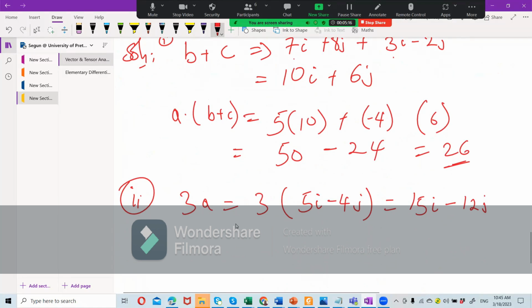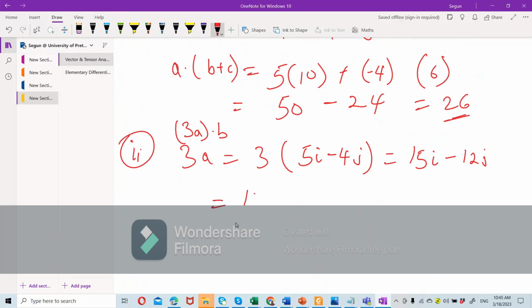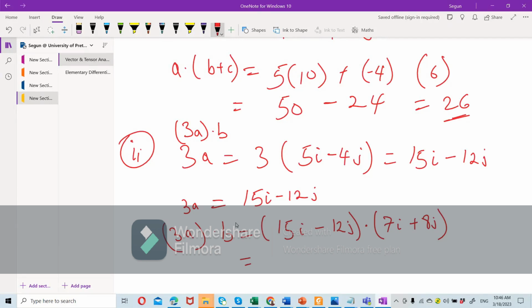So, like I told you, we are asked to find 3A dot B. So what we need to do is find 3A first, which equals 15i minus 12j. Then 3A dot B will be 15i minus 12j dot B. Our B is what? Anybody? 7i plus 8j. So we can now take them one by one.